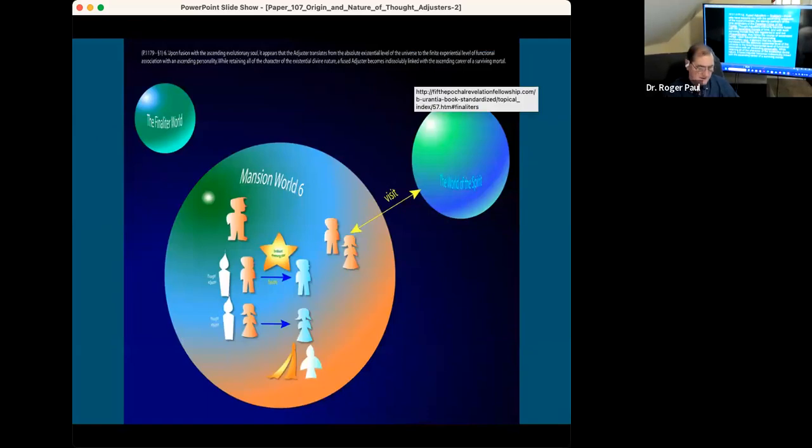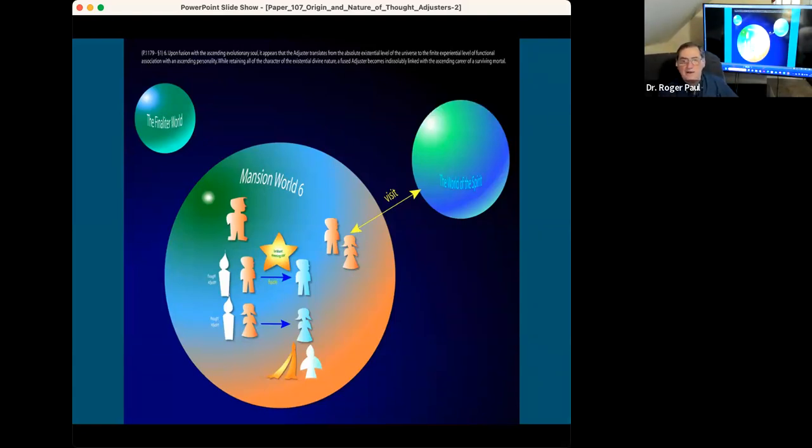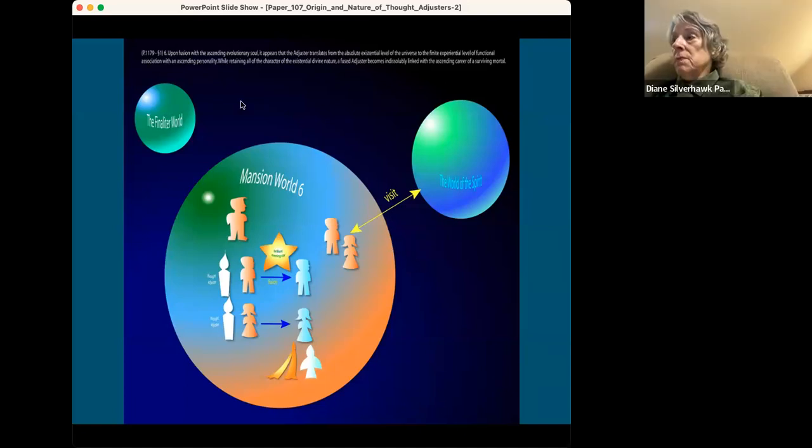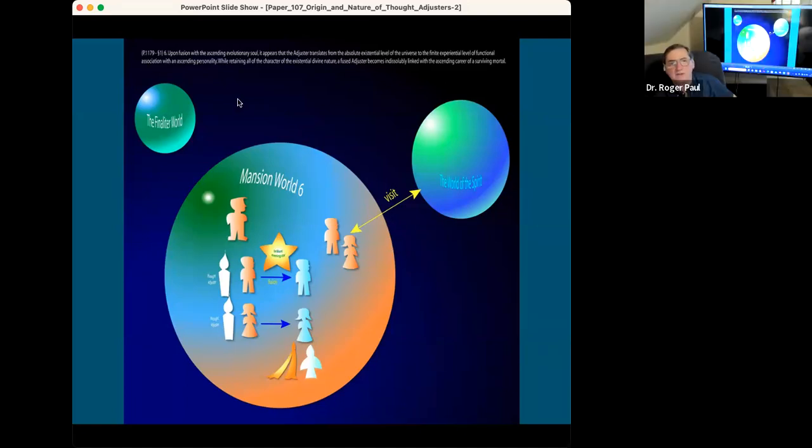And there we are. Let me get this one up here too, so they can see it behind me. Let me point out a couple of things. It says, upon fusion with the ascending evolutionary soul, it appears that the adjuster translates from the absolute existential level of the universe to the finite experiential level of functional association with the ascending personality, while retaining all the character of the existential divine.